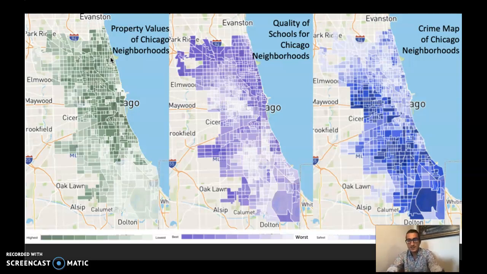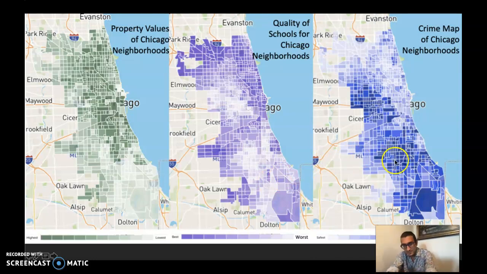So richer neighborhoods get more funding to their public schools, as we see here. Poorer neighborhoods, where property values are very low, generate fewer tax dollars in terms of property taxes, and therefore have less money to pay to their public schools. So we see a very, very stark contrast in the quality of schools based off of the income of people living in those neighborhoods. Okay, so we're going to get back to this.